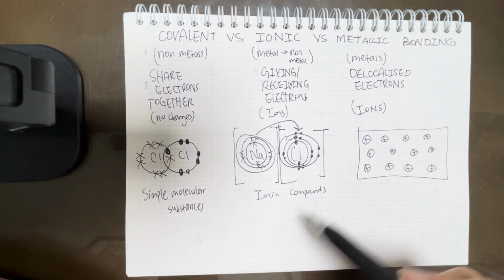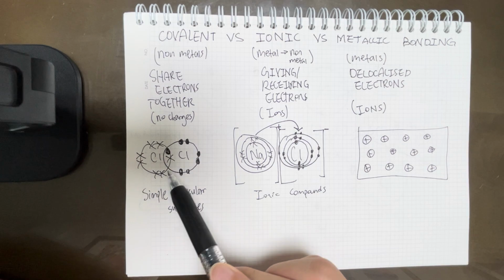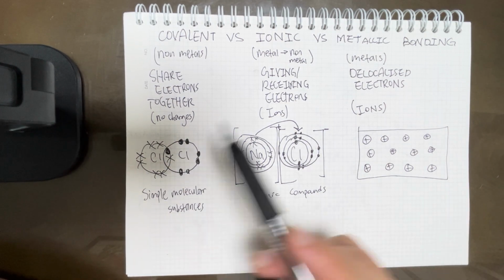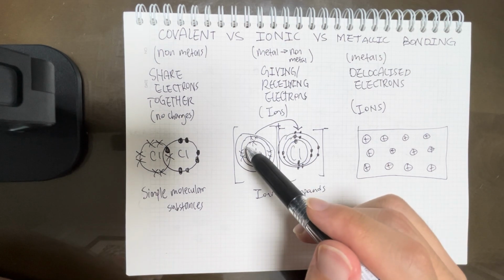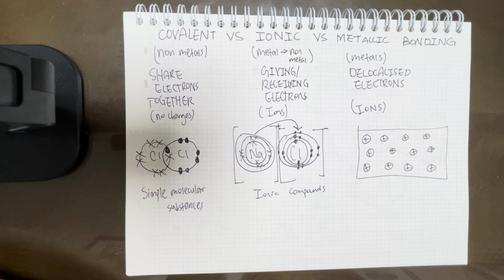If we look at both of these examples, in covalent bonding, these electrons are stuck to these chlorine atoms. Although they're being shared, they're still stuck between these 2 chlorine atoms. They're not free to move around different chlorine atoms. And same with sodium and chlorine. These electrons are just being moved from this sodium to this chlorine atom. They're not free to move around or just go anywhere.